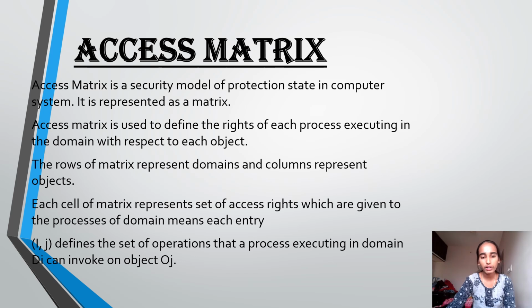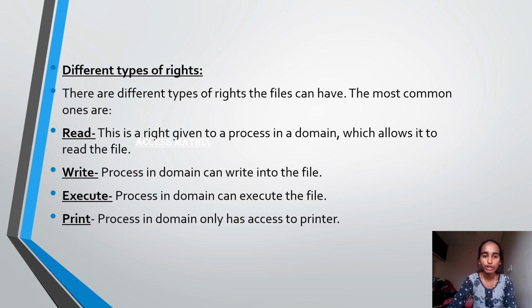The access matrix is used to define the rights of each process executing in the domain with respect to each object. The rows of the matrix represent the domains and the columns represent the objects. Each cell of the matrix represents the set of access rights given to the processes of a domain, meaning each entry (i, j) defines the set of operations that a process executing in a domain Di can invoke on an object Oj.